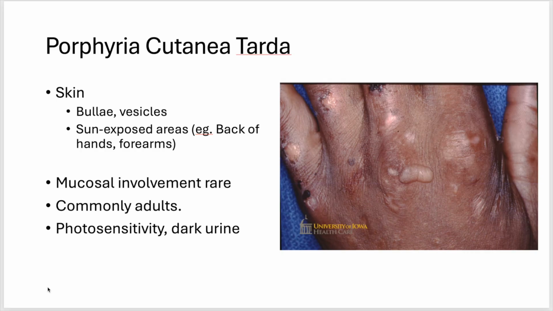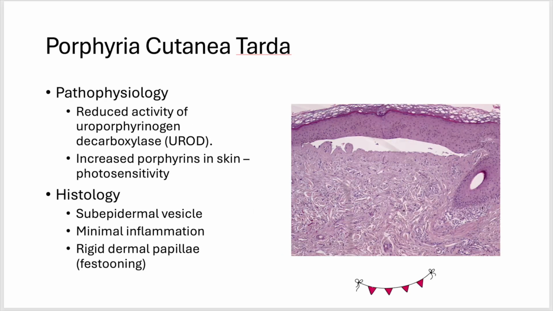Now let's move on to the next important category called porphyria cutanea tarda, and for short we use PCT. Clinically, it presents with bullae and vesicles, especially in sun-exposed areas, such as the back of the hands and forearms. Mucosal involvement is rare, and it typically affects adults, and you might hear patients also mention increased photosensitivity or even dark-colored urine. What is the pathophysiology?